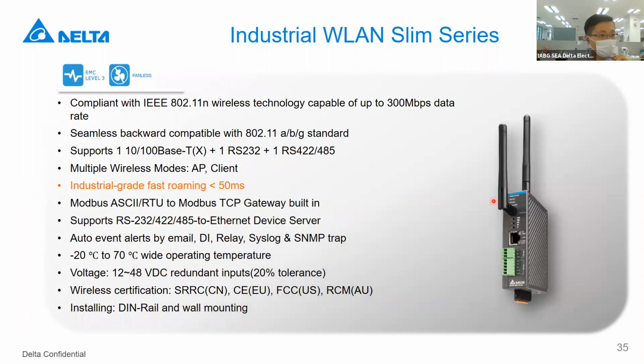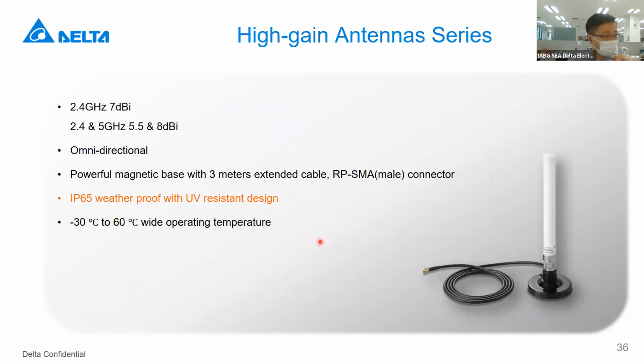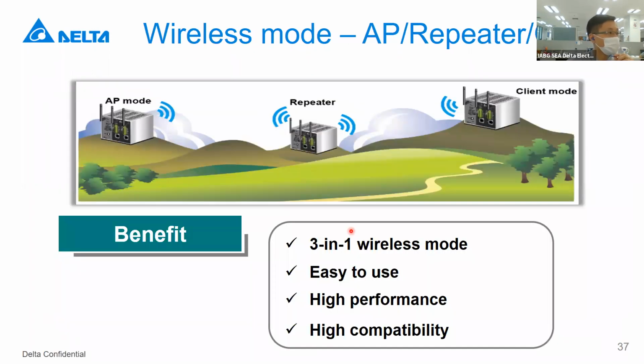And this is another one, also a new type. First, it has a plastic case, and second, the size is very slim, and it also supports the DIN rail type. Okay, and there are some accessories, antennas. So let's see the wireless modes. There are 3 modes: AP, repeater, and client.